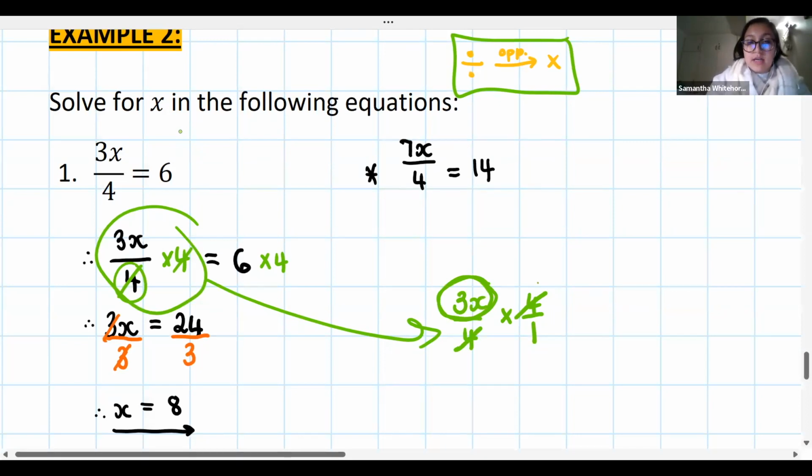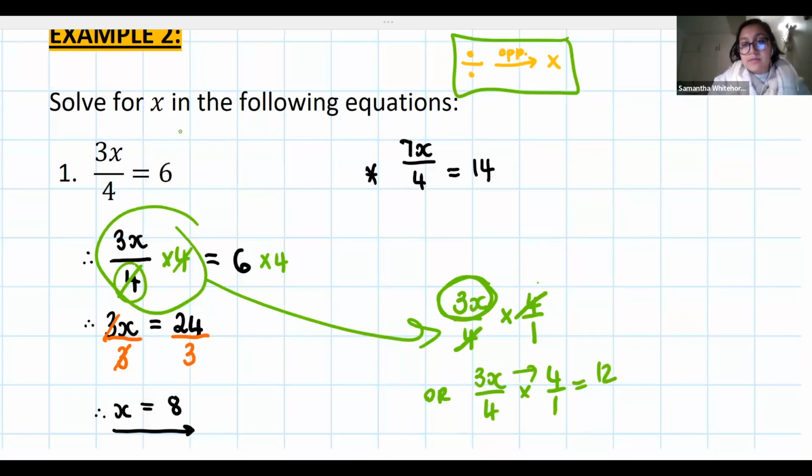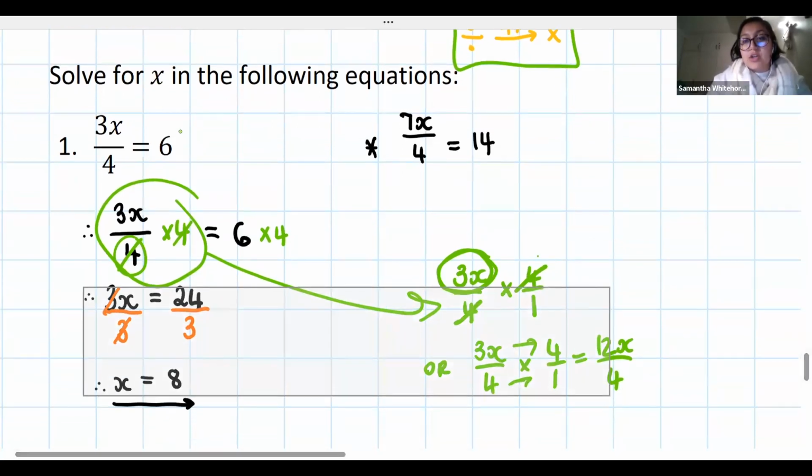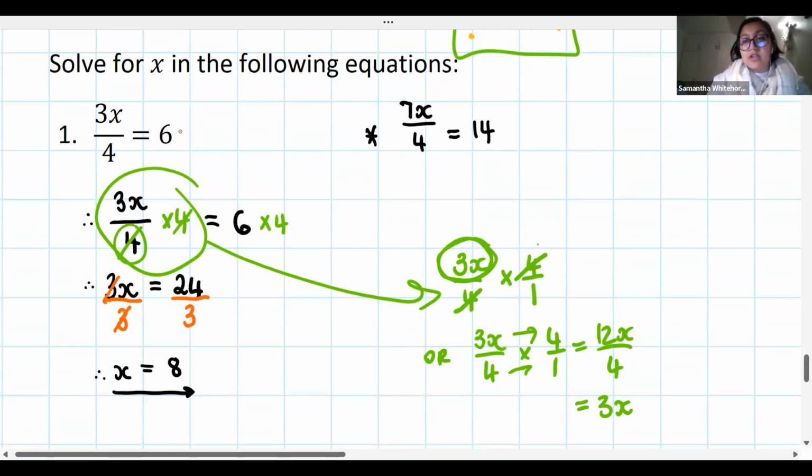If you didn't cross cancel, the other way you could do this is you could say, okay, I've got 3x over 4 times 4 over 1. If you multiplied that, you would get 12x over 4. And through simplification, you end up still with 3x. So we're not multiplying the numerator by the 4. We're multiplying the whole fraction by 4 in order to get rid of it. So we're not timesing the 3x alone by 4.